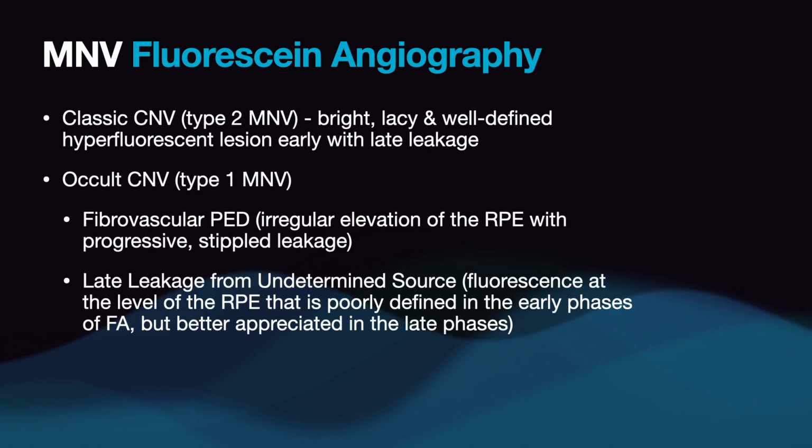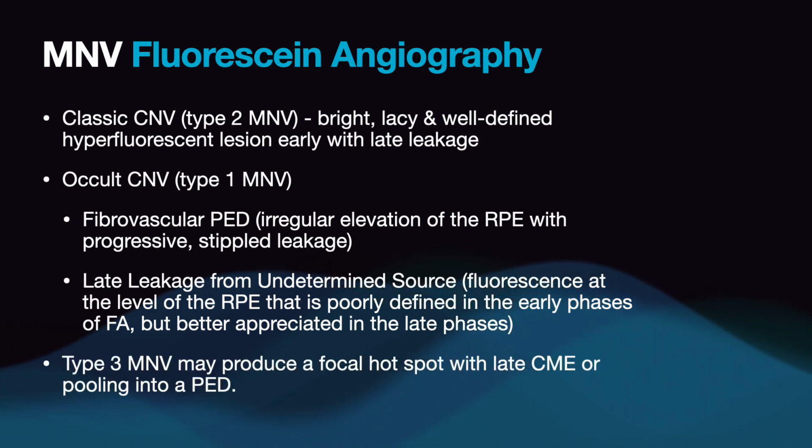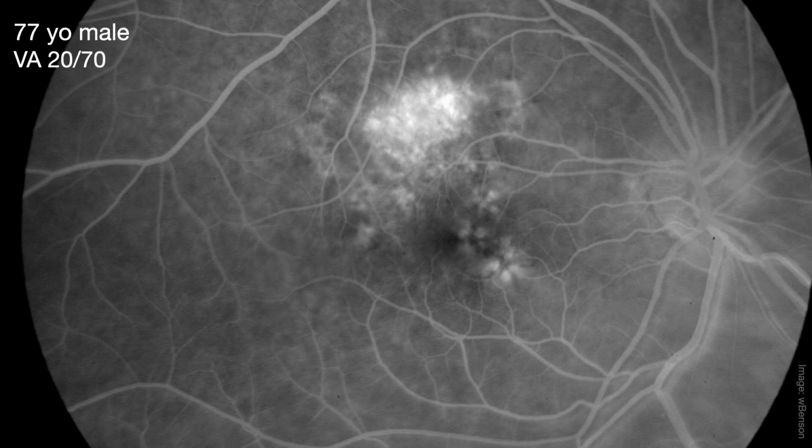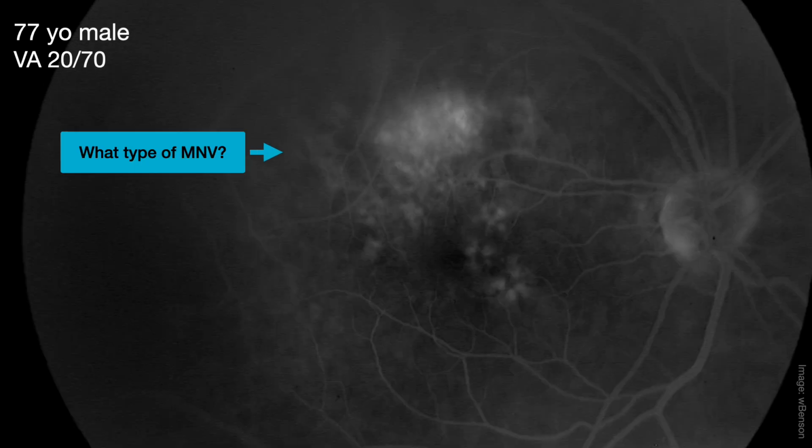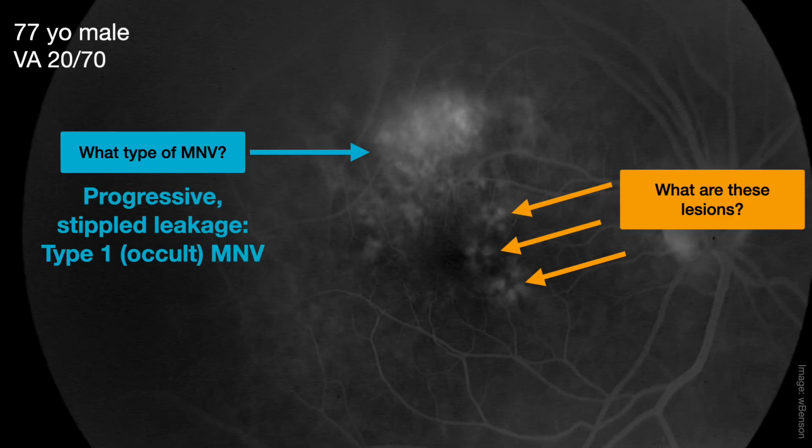Occult CNV is a fibrovascular PED, irregular elevation of the RPE. They get this kind of stippled leakage or late leakage. And then the type 3 MNVs are a little bit harder to diagnose. They produce a focal hotspot with late CME or they pull into a PED. So here's a 77-year-old male, 20/70 vision. We see this kind of stippled hyperfluorescence later on. I'm going to call that a type 1. That's an occult CNV or MNV.